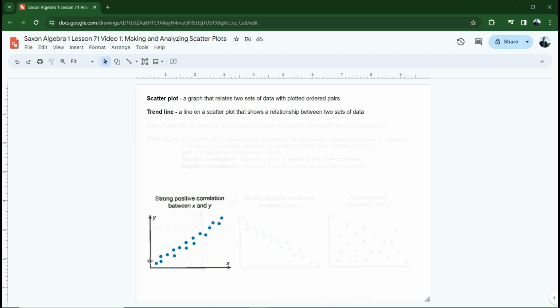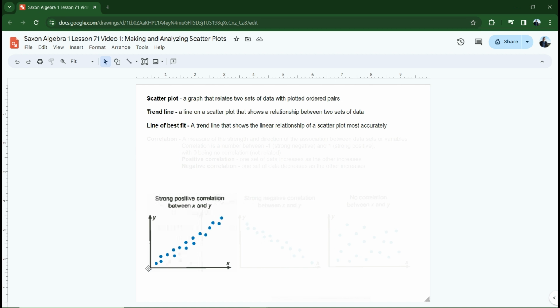If I were to find a mathematical way to find that line, not just a trend line, but I actually use a computer to calculate the best line, that's going to give me a line of best fit. A trend line that actually shows the most accurate linear relationship on a scatter plot would be a line of best fit. So a trend line you can make yourself. You can put a straight edge on this.